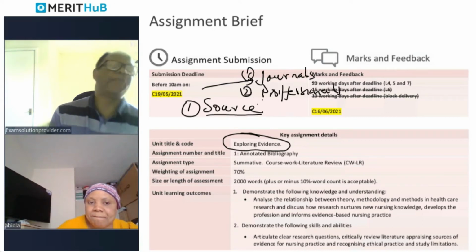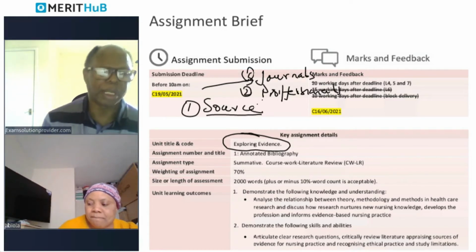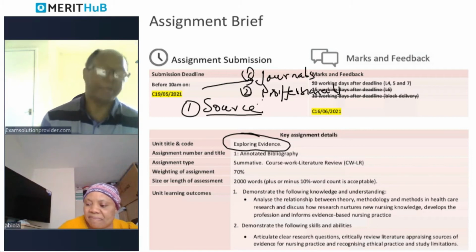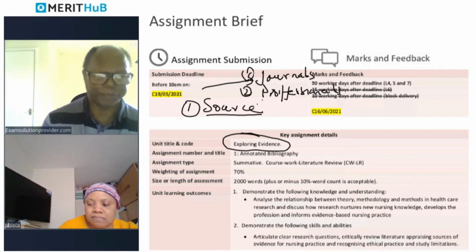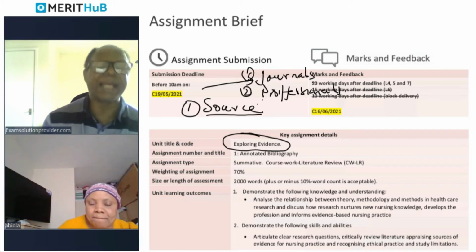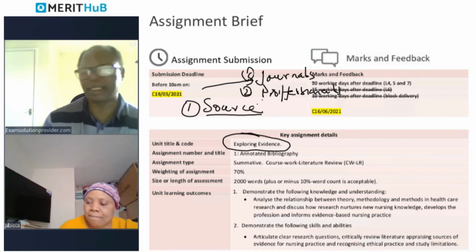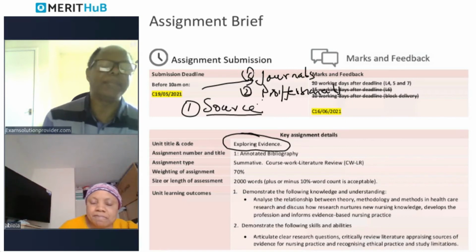Peer reviewed means that someone has conducted research and extracted material, prepared an article, and before the article is published, it is reviewed. The people who review the articles are experts. It's not everybody. They can't send me something about, let's say, geography, because I don't know about geography. They can send me something about nursing or medicine, so I can peer review it.